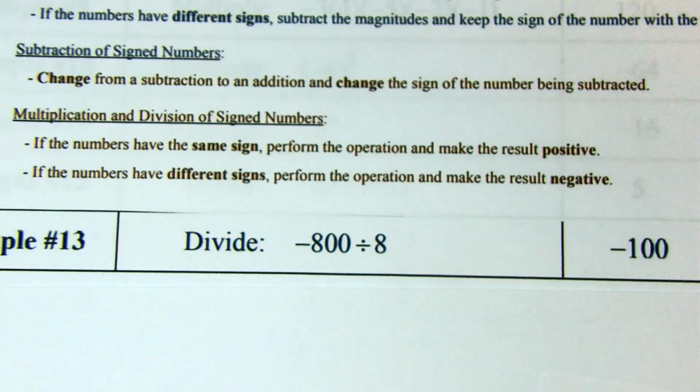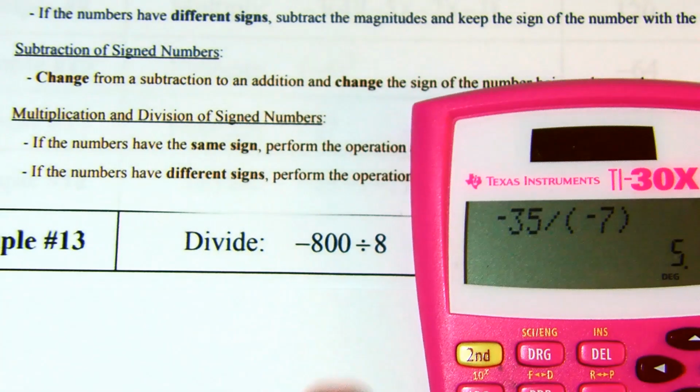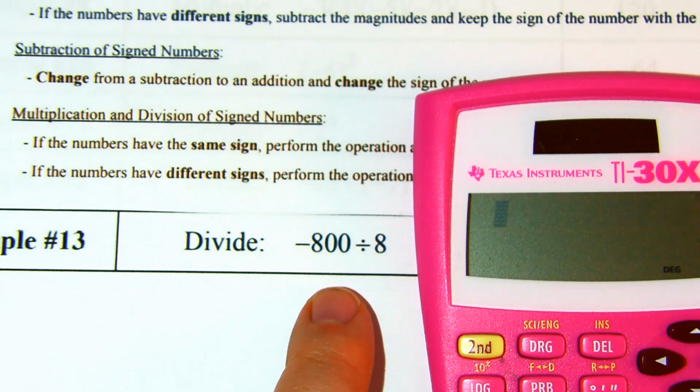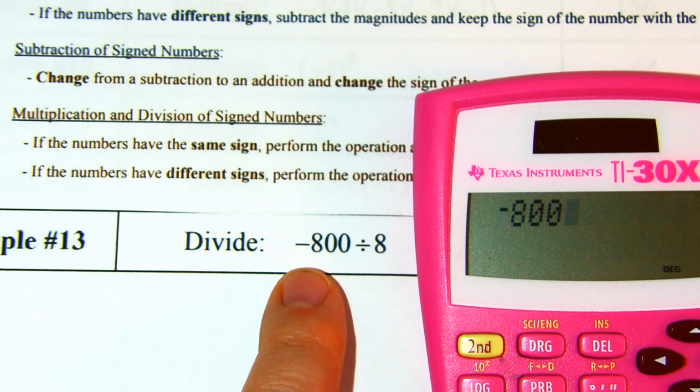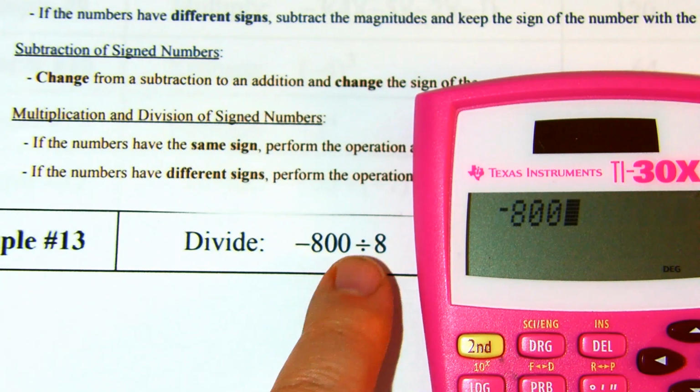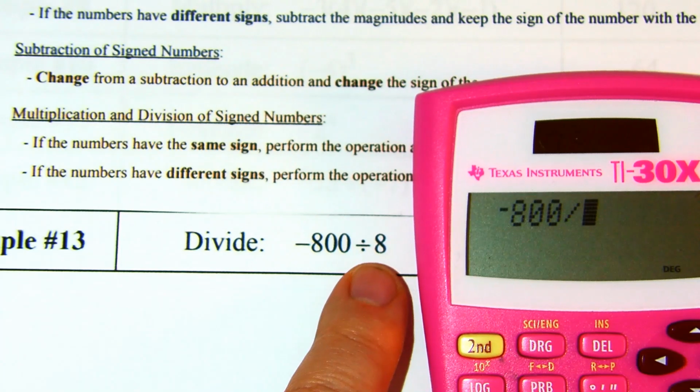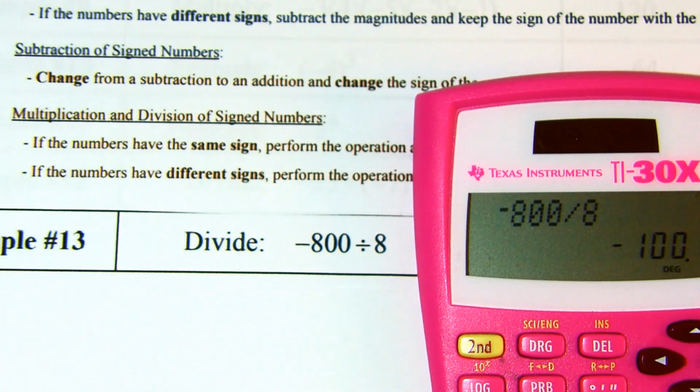It's a division of two sign numbers. Negative 800, so I typed that little negative way at the bottom. I did not hit the subtraction key. Divided by 8, so I'm hitting my division key, my 8, and when I hit equals, we get negative 100.